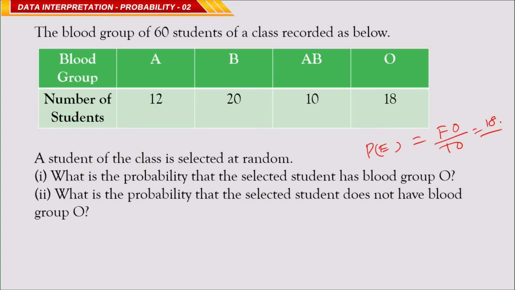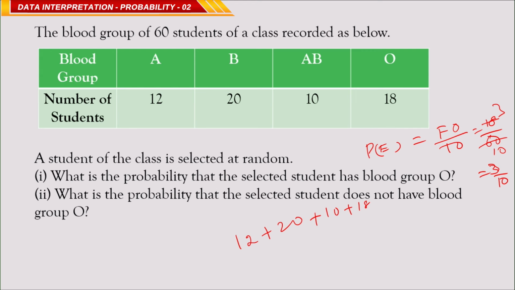And what is the total outcomes? How many students are there? 12 plus 20 plus 10 plus 18, correct? 12 plus 20 plus 10 plus 18, that is 32, 42, 60, means 60. So, this is 18 by 60, favorable over total outcomes. We can say 6 threes are 18 and 6 tens are 60, means 3 by 10, this is the answer. See how simple the question is.